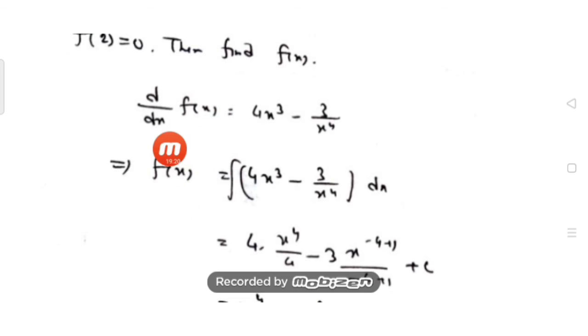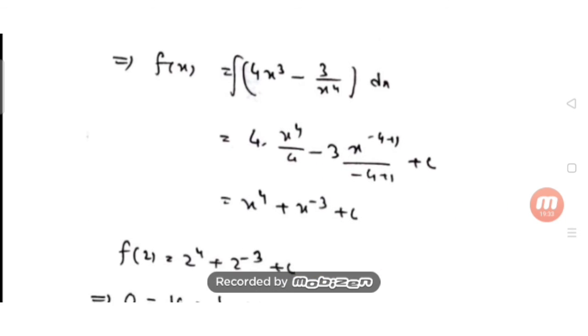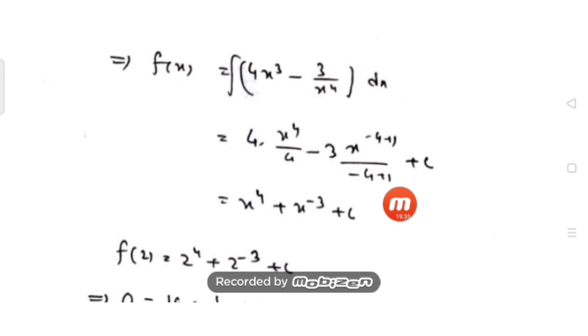When I want to get f(x), you have to bring dx to the right side, and d will give you the integration symbol. Take integration. 4 x cube, the power is 3, so the power will increase by 1: x to the power 4 by 4. 3 is a constant and comes out, and the power here is x to the power minus 4 plus 1 by minus 4 plus 1. And doing simplification, we have got it.